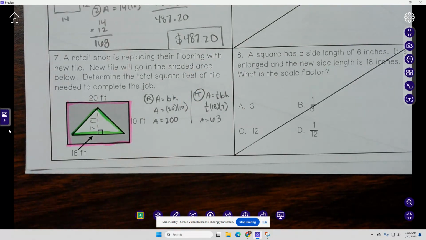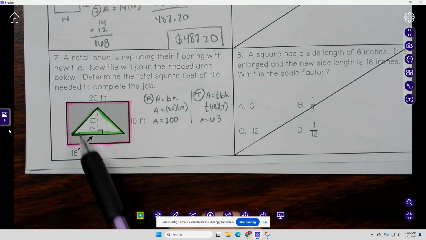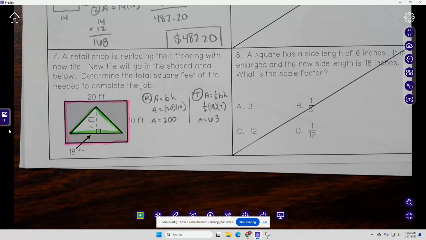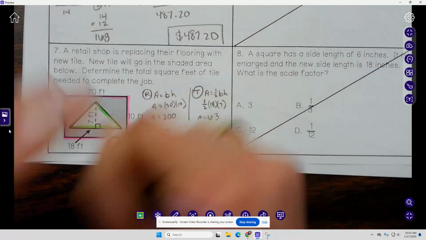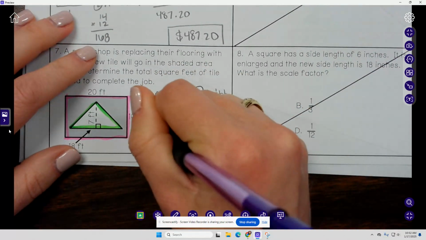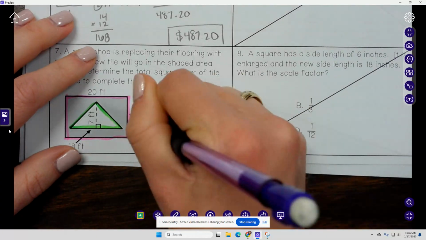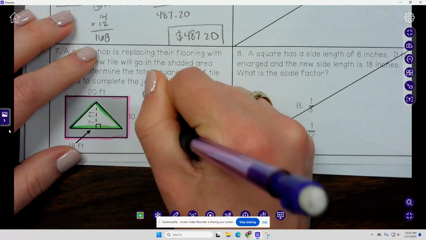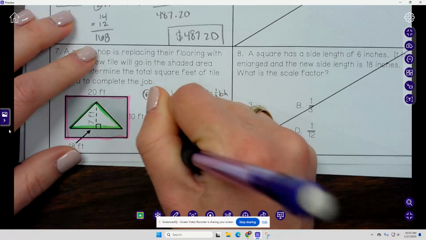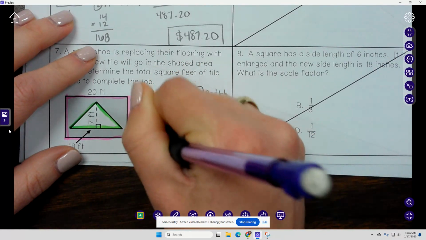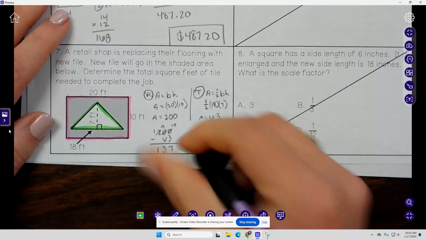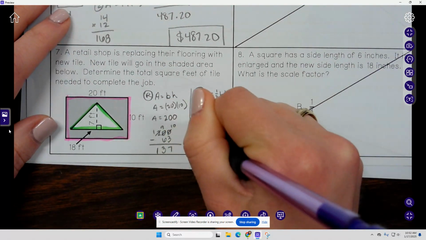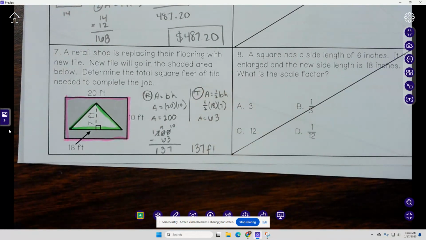So if I'm just trying to find the shaded portion, that means that I have the rectangle and they cut out the triangle from the rectangle. So I'm going to take 200 and I'm going to subtract 63. So I'm going to borrow. 10 minus 3 is 7, 9 minus 6 is 3, 1 minus nothing is 1. So the total square feet needed to complete the job is 137 feet squared. Well, goodness.